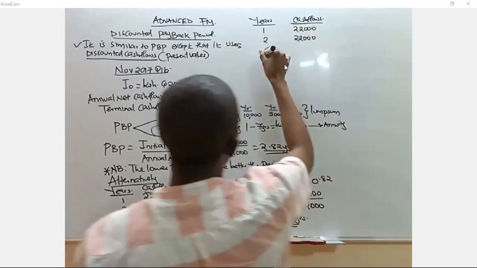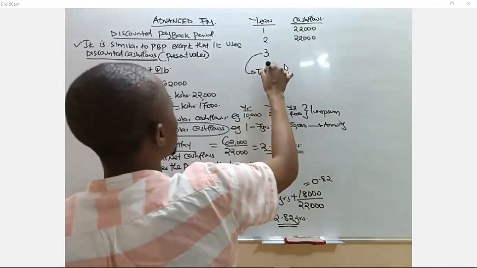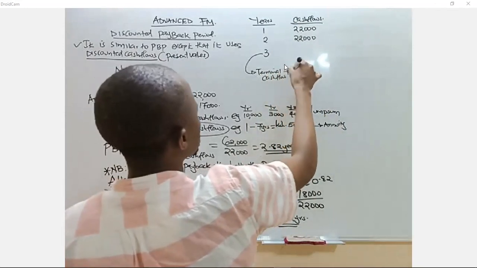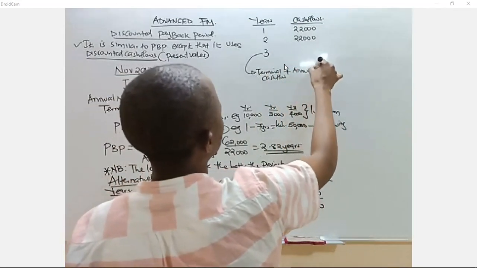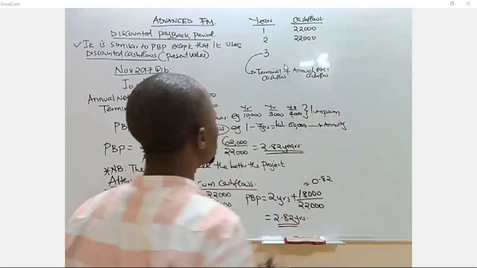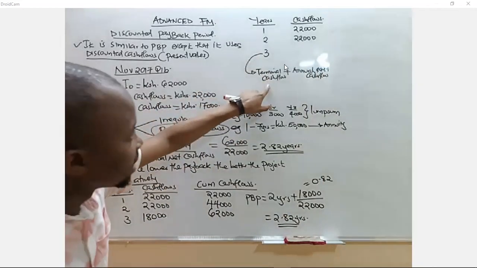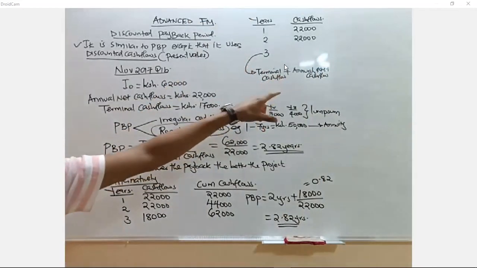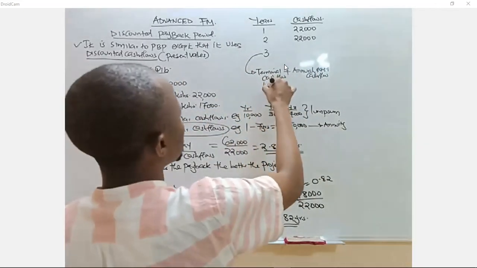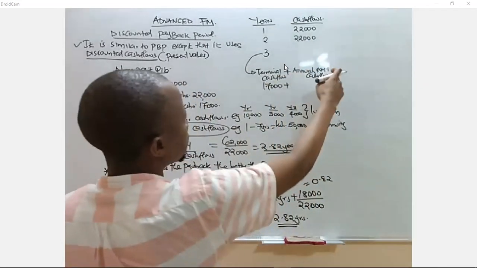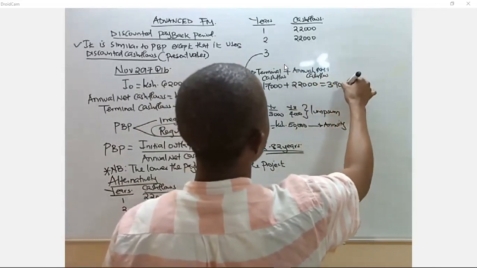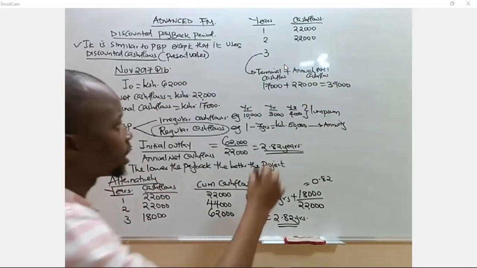But in year 3 we have to factor in terminal cash flow plus the annual net cash flow. Because already we look at year 3, I must get the terminal cash flow after the completion of the project, and there is still the cash flow which was generated in that year. So our terminal cash flow is 17,000 plus our annual net cash flow of 22,000. This equates to 39,000. So that is what you place here.